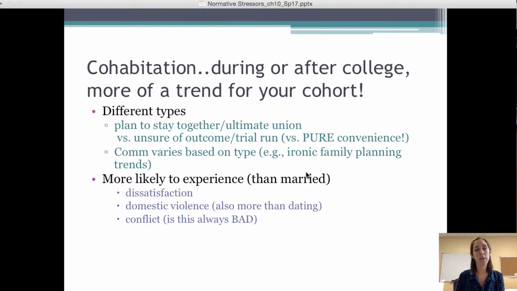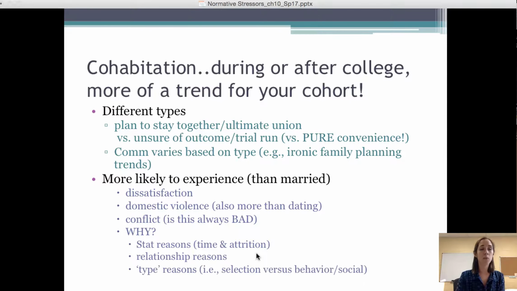So poor cohabitors, they've got these 3 things. And a lot of this is what authors call a selection effect, a selection bias. So people who select cohabiting instead of just dating or marriage often have traits that make that relationship difficult. At the same time, especially when we're talking about this plan to stay together group, that's very serious about commitment, they don't tend to have as many of those negative effects, and or they get out of the relationship before it becomes marriage, which I would argue is a very healthy thing. I told you why. So also think about those statistical reasons I mentioned before about time and attrition in the data. And we talked about relationship reasons and selection versus, is this a behavior thing? Is it a social thing?